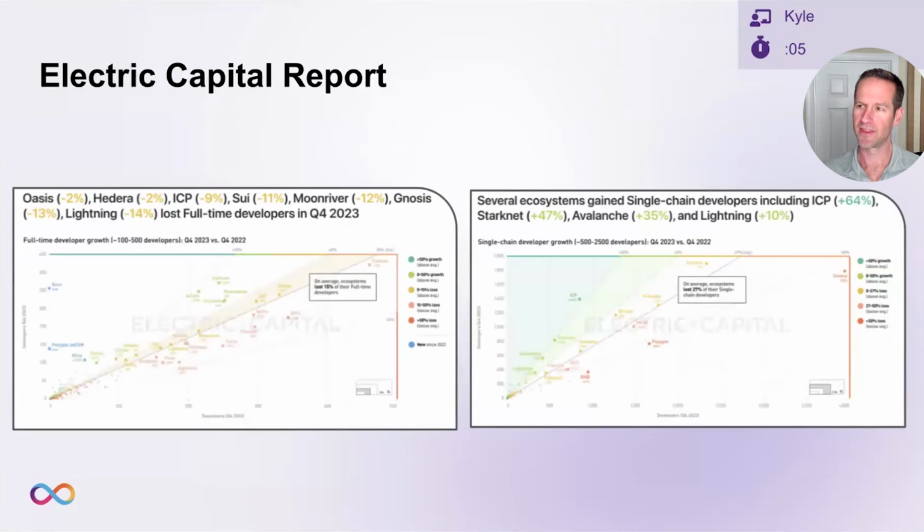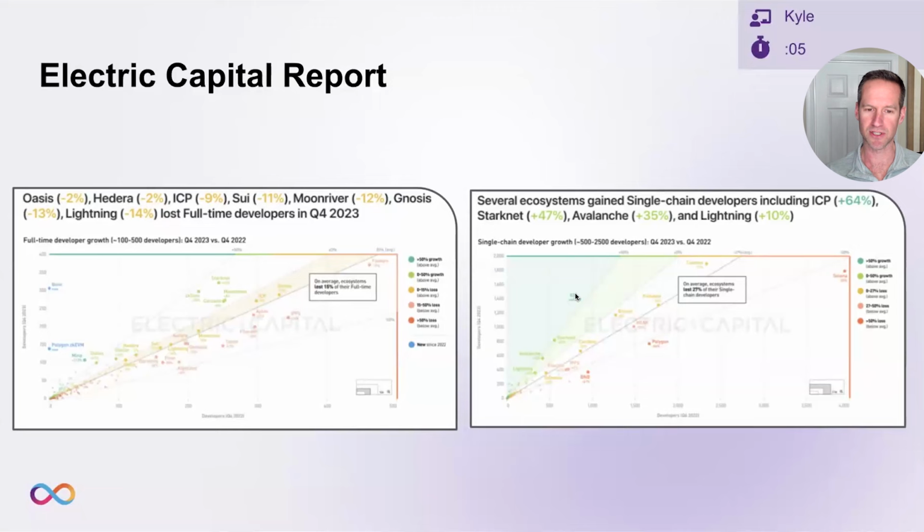I want to compare and contrast when you actually dive into the data. Electric Capital did a lot of interesting subsetting. First of all, they used data from Q4 2022 to Q4 2023. I don't know why they decided to focus just on Q4. They also started breaking down things by single chain and multi-chain, which was also new for their report.